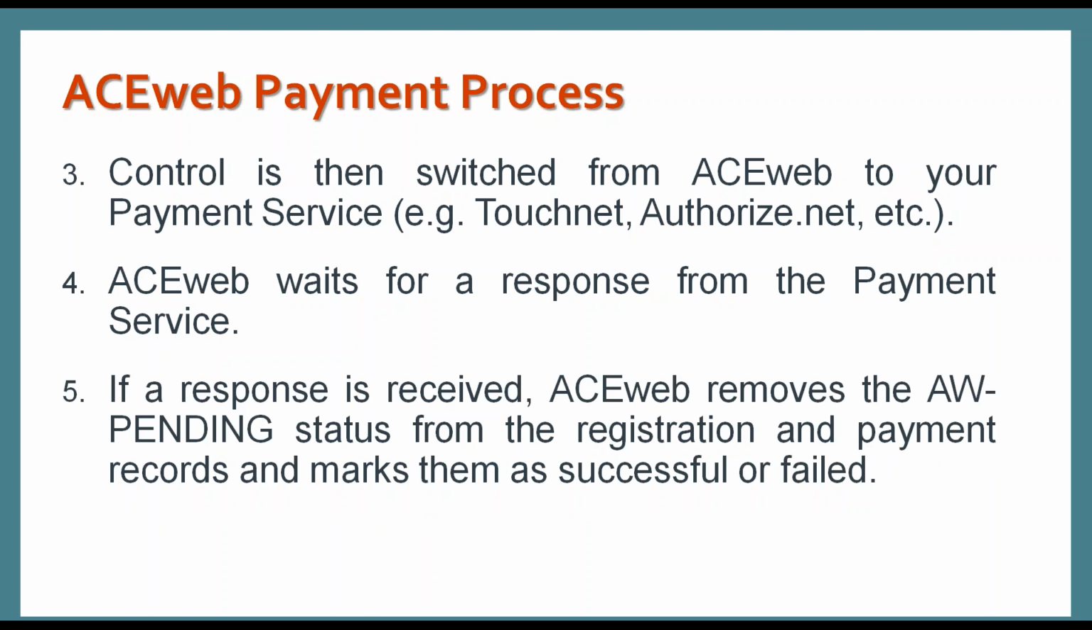If a response is received, what ACEweb will do is remove that AW pending note from the registration and the payment records, and it marks it as successful or failed. Now, it's important to note here that a response can mean a number of different things. It could be a successful payment, which is what you're hoping for. So you would get an authorization number and it would plug that into your database. Other responses could be things like the card was declined or the user clicked the cancel button. Those are all legitimate responses which will remove the AW pending status from that registration and payment.